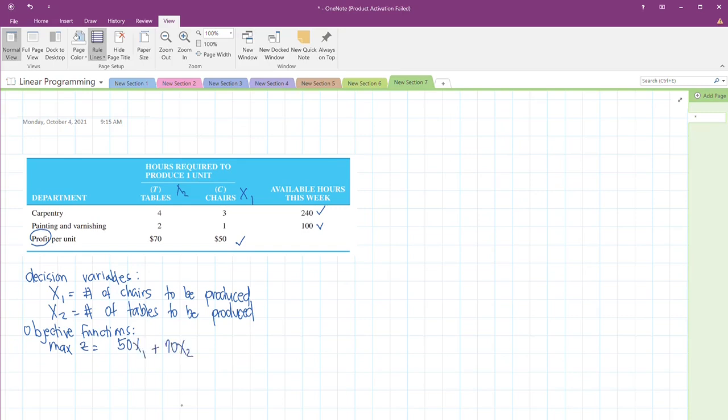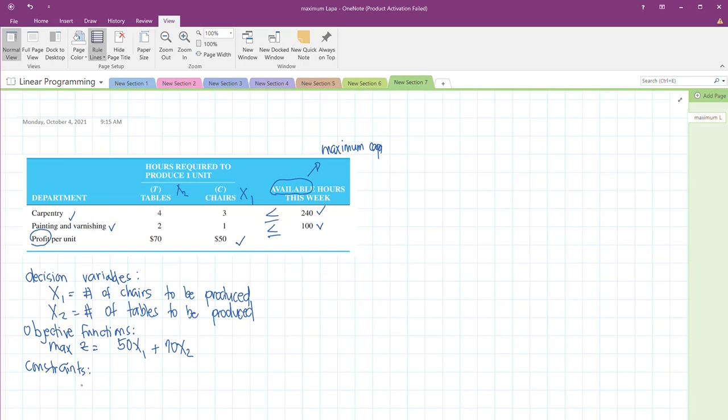Okay? Next are our constraints. These are the parameters or items that have a limitation. For this one, the available hours per week will be the maximum capacity. Since it is a maximum capacity, it is at most 240. That's why our symbol here is less than or equal to.